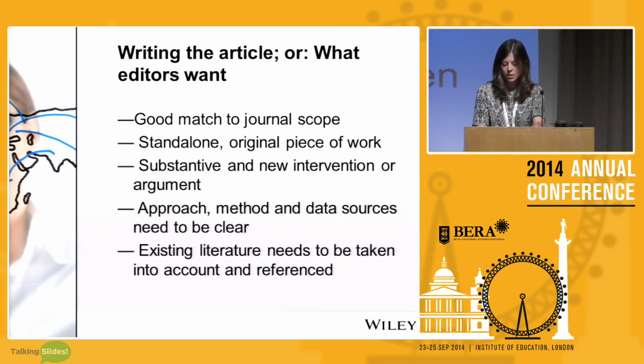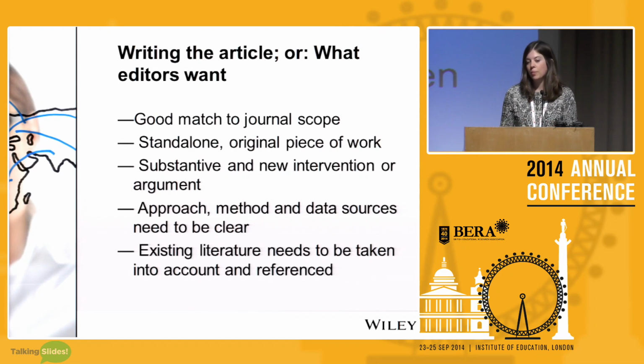So what do editors want in an article? The editors will obviously talk a bit more specifically about what they want from an article and what their journal is looking for. But generally speaking, there are some commonalities, and I think we can pull them out as follows. Firstly, as we mentioned before, there's a good match to the journal scope, that it's a standalone, original piece of work, and that it's self-sufficient in itself.